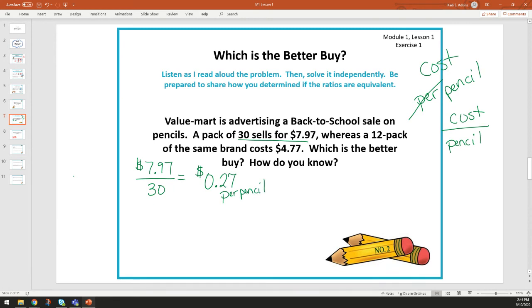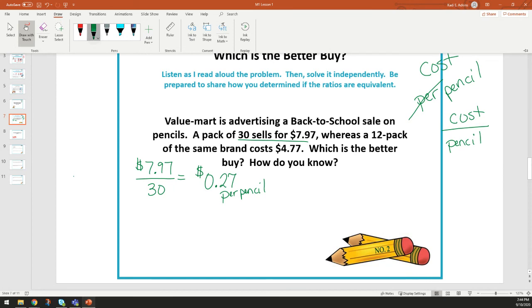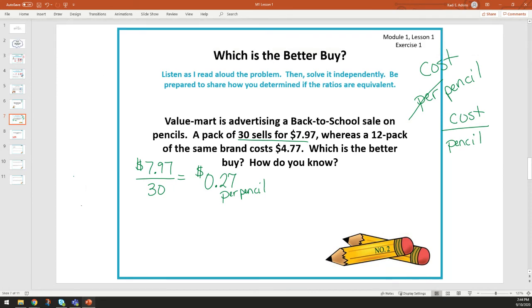Now my 12 pack, I need to see how much that one is. So let's put that one back in our blue color. It's a good navy blue. Okay, our 12 pack costs $4.77. So I have my cost up top, $4.77, for my numerator, and then I have my 12 pencils as my denominator. So I need to divide that out.